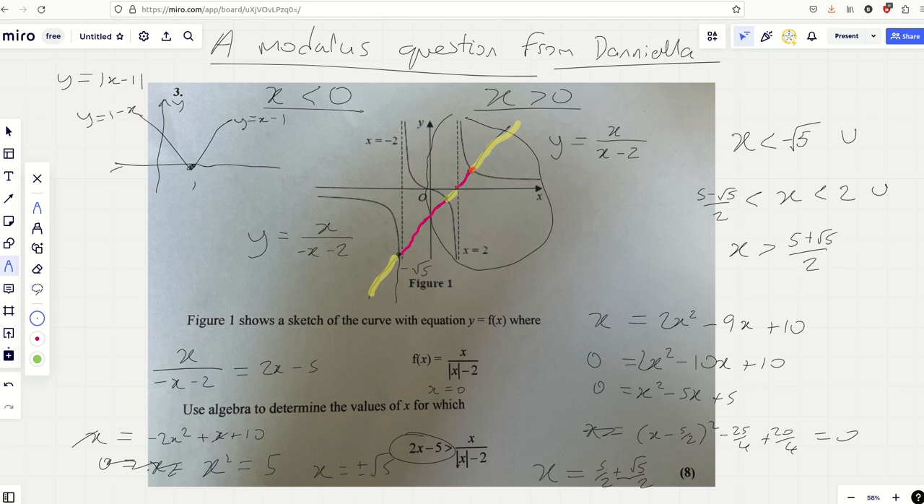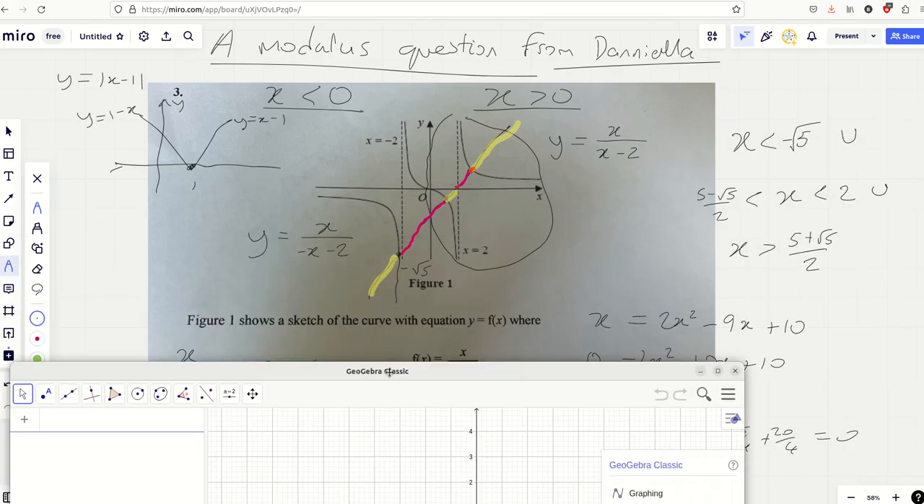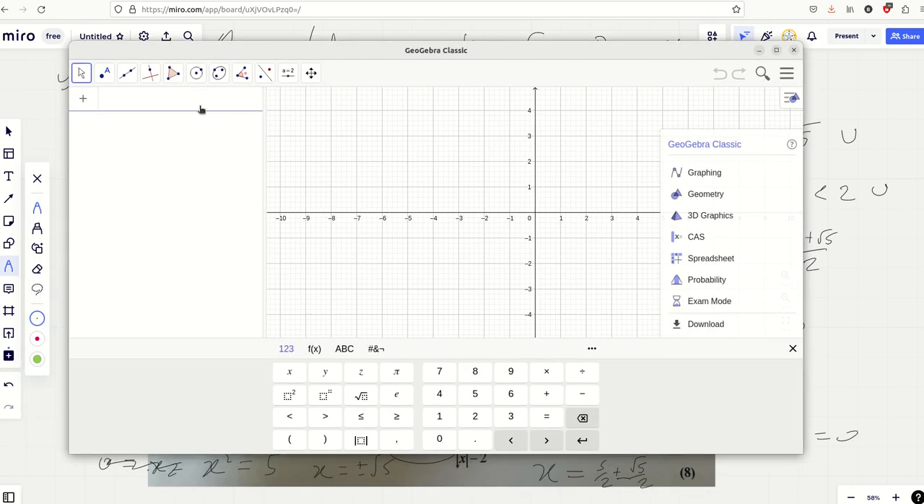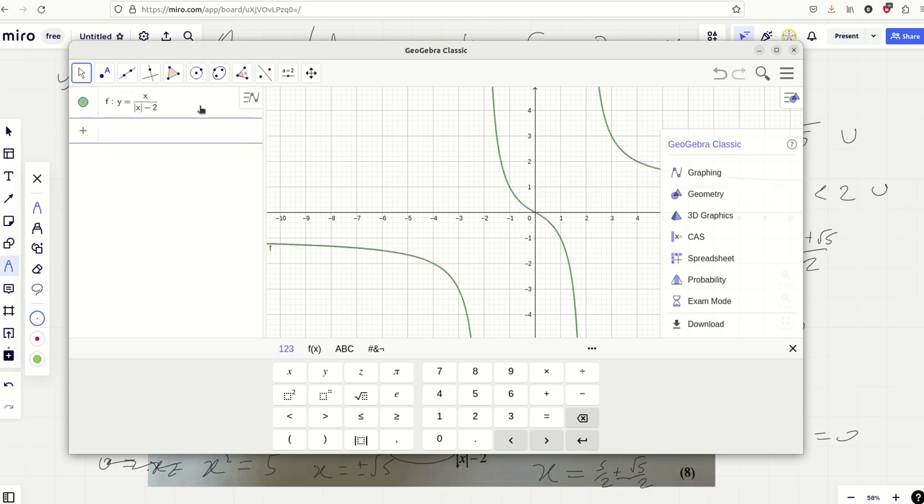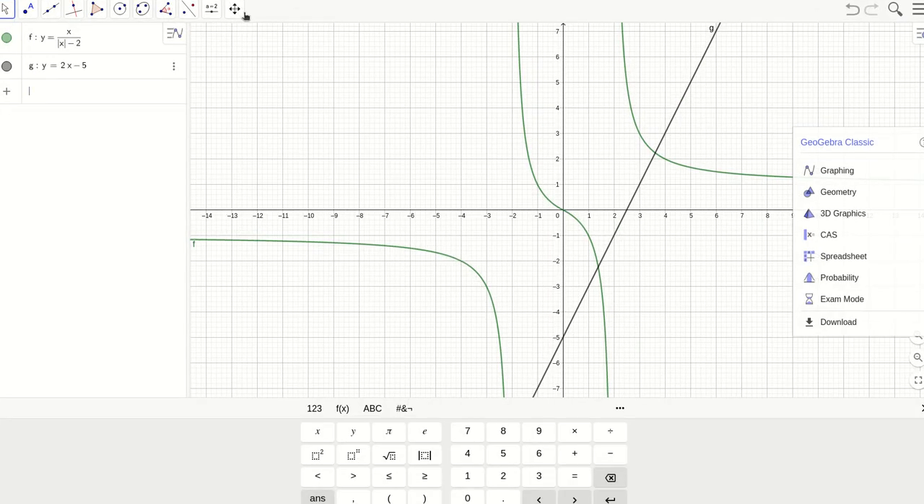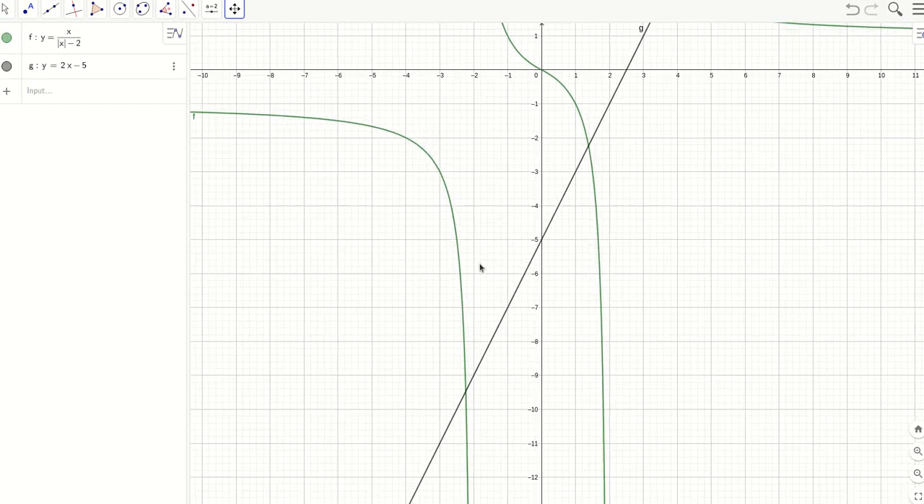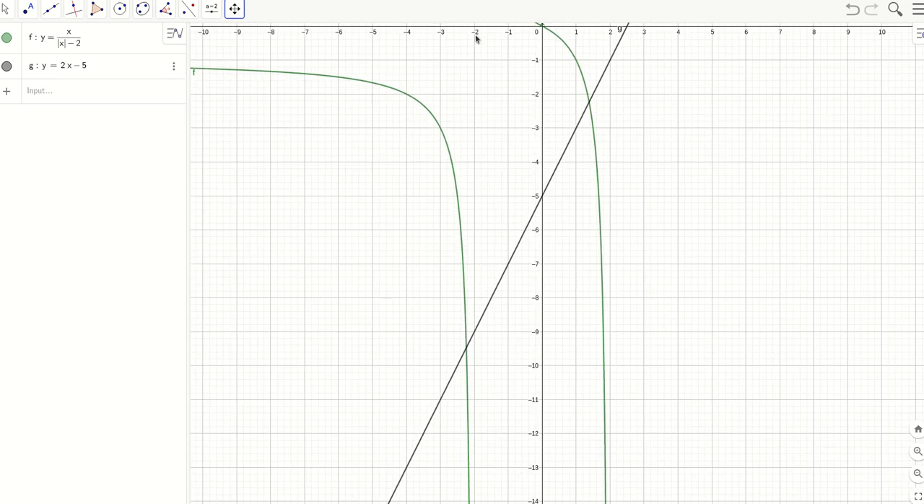I don't know where you've got the question from, so I'm going to check it on GeoGebra. I'm just going to type in the function y equals x over mod x minus 2. And there we go, lovely graph, and y equals 2x minus 5, and I'm just going to look by sight to see if the values are correct, just to check that I've factorised the quadratics correctly. Okay, that seems to be at roughly minus 2.2. That sounds like root 5 to me, but I'm just going to check. 2.23, yeah, so it's looking right.